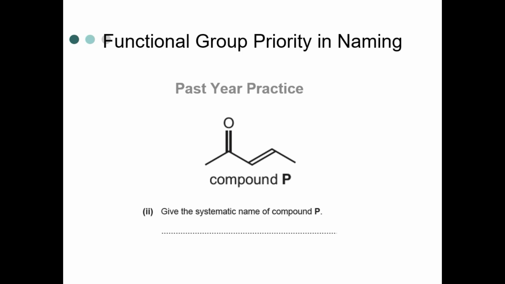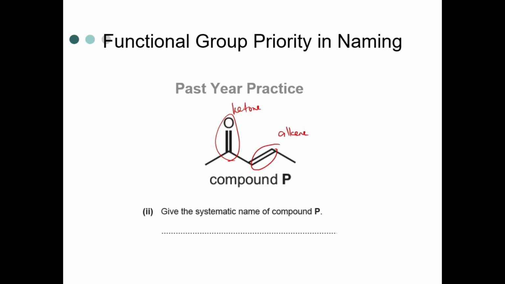So far we have looked at compounds with only one functional group. From this slide onwards, we are going to look at molecules with more functional groups. Now this is a question from a past year paper. It contains two functional groups, ketone and alkene.